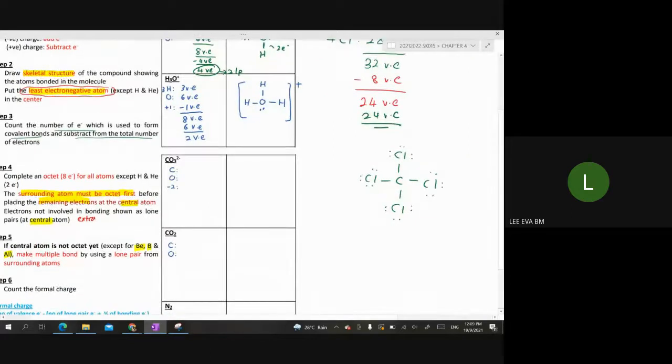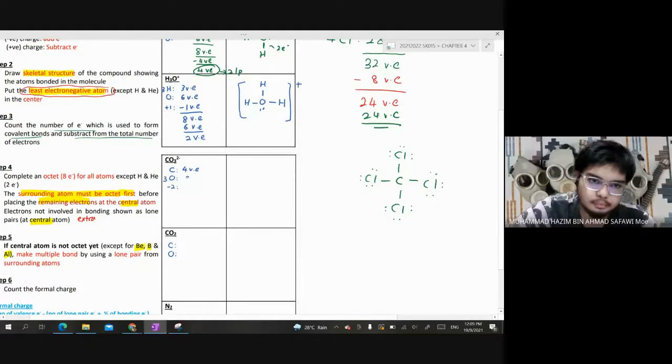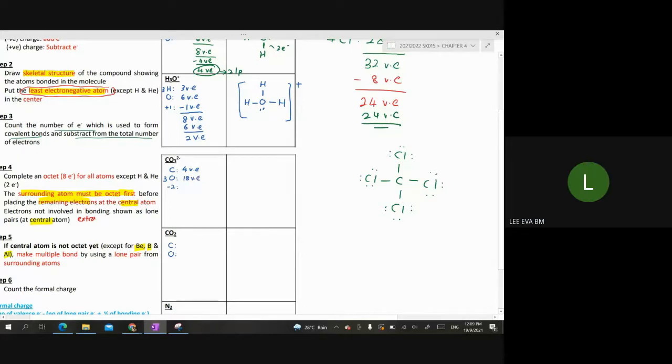So using your concept, carbon, we have 4 valence electrons. Oxygen, there are 3 oxygens. So altogether, how many valence electrons? 3 times 6, 18. Negative 2, how many do you need to add on? Plus 2. Altogether? 24. 24 valence electrons.